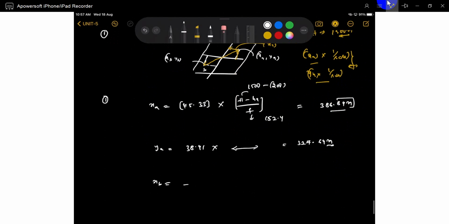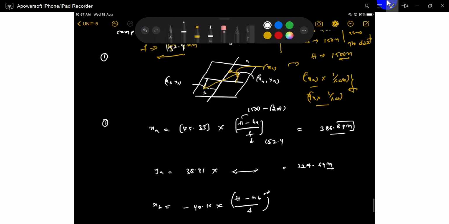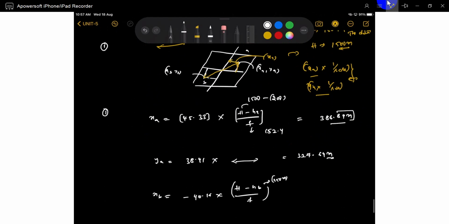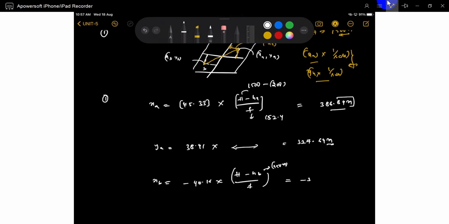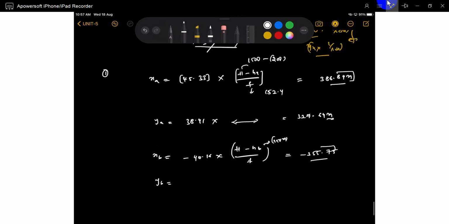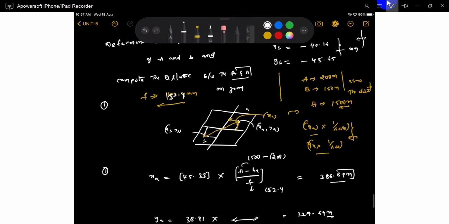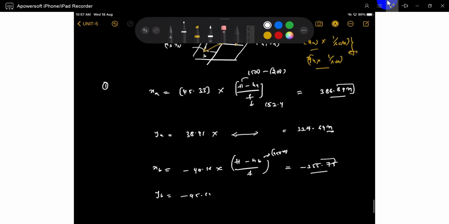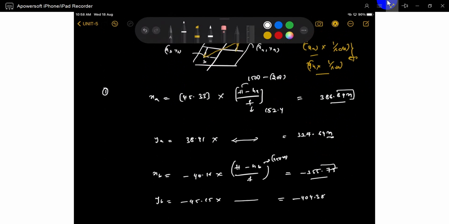For B, XB is minus 40.16. So H minus HB. Now HB is different, 150 meters height. So what is that value? That value is minus 355.75. So YB is minus 45.65. Same scale, 404.38. The scale is different for A point and B point. Observe it. This is A point and this is B point. The scale is different for A point and B point.